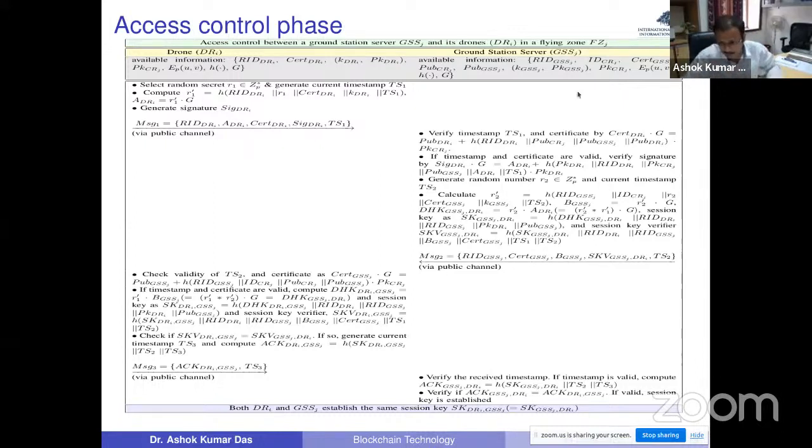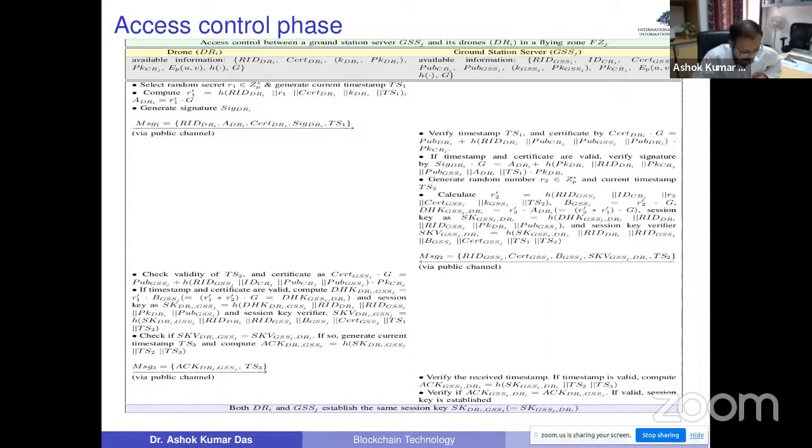Once the certificates are verified, it will verify the signature. Once the signature is verified, it will also create the random secret R2, the current timestamp, and calculate R2 prime. Then the Diffie-Hellman type key will be computed, the session key will be computed, and the session key verifier will be computed. Then the message MSG2, containing the pseudo identity of the GSS, its own certificate, that is the public key, the session key verifier, and the timestamp, will be forwarded to the drone.